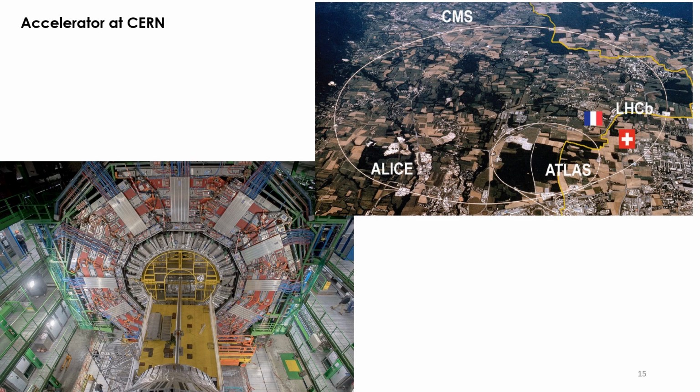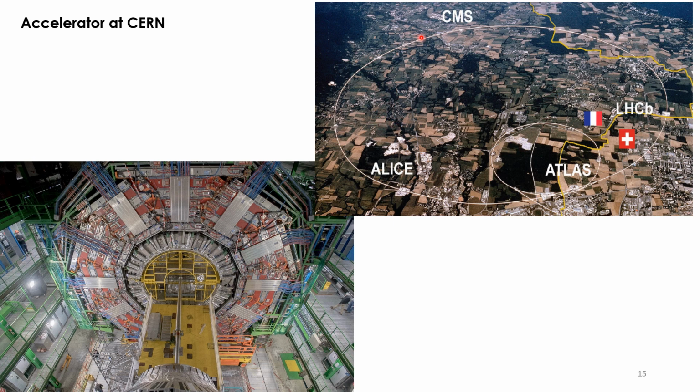This is a picture of one of the accelerators at CERN. So you can see the magnitude of the accelerator. We have a person right here, so you can see the perspective. And this is the map of CERN. This is the map of LHC.